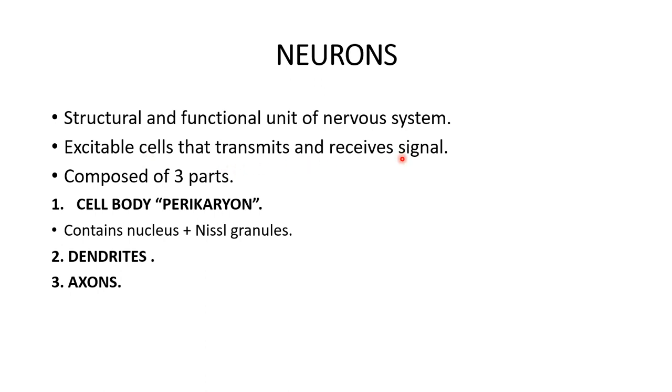So neurons are basically the structural and functional unit of the nervous system. The main function is to respond to stimuli by generating electrical impulses, so they are excitable cells, and conductivity, as it transmits and receives signals. The neuron is basically composed of three parts: the cell body, which is also known as perikaryon, dendrites and axon. Now we'll move on to discuss brief functions of each part of the neuron.